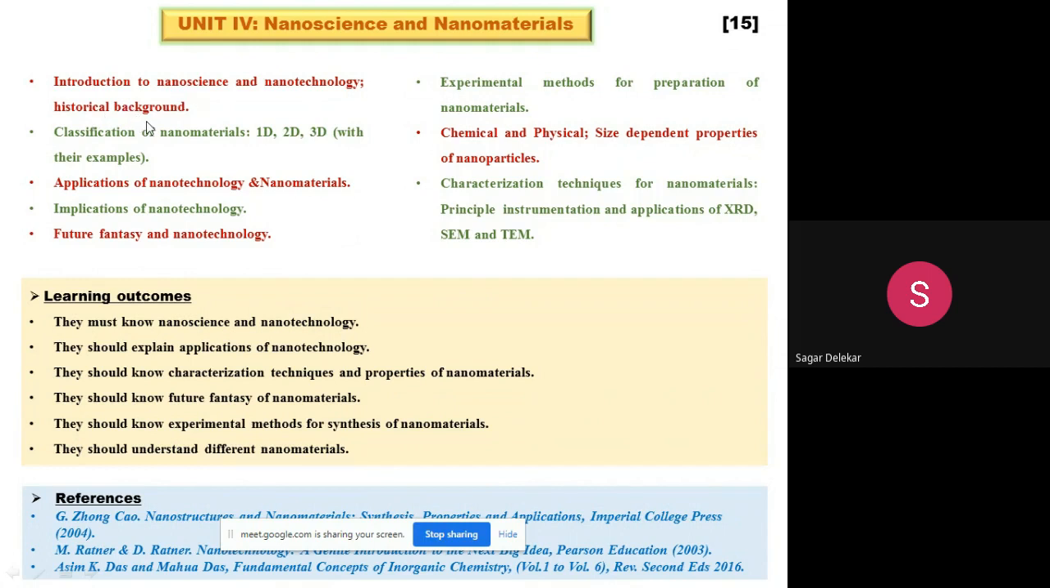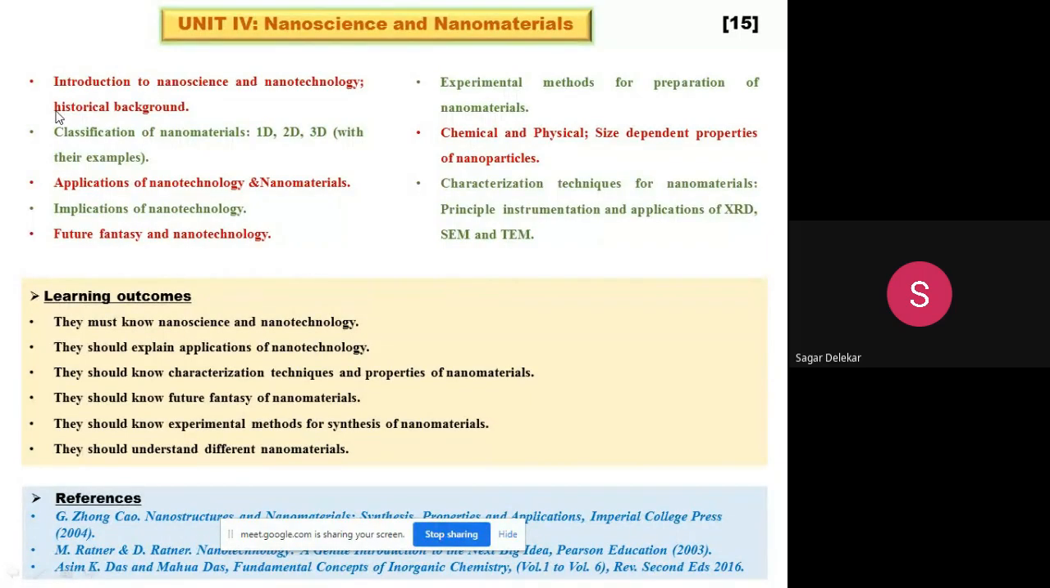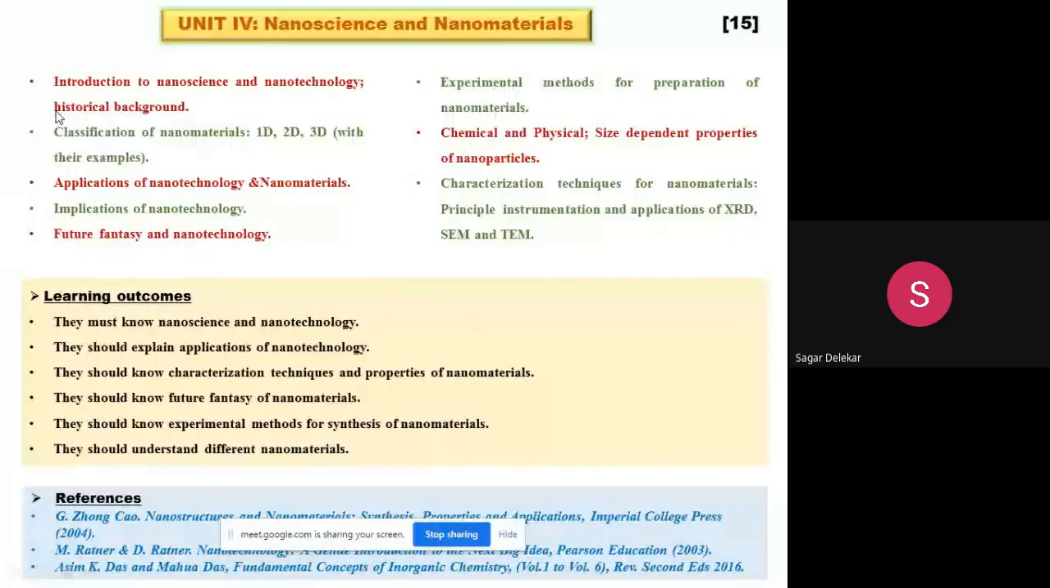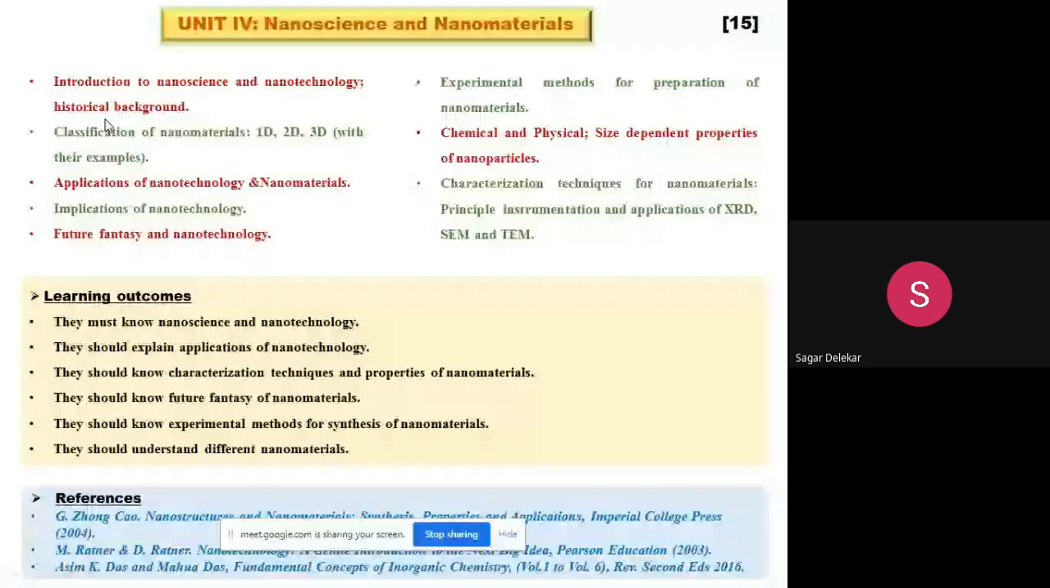Richard Feynman, in 1959, delivered the talk on the topic "There is Plenty of Room at the Bottom." At that time, there was the annual meeting of the American Physical Society, and in that meeting he was the chief guest. In his talk, he pointed out whether it is possible to tune the materials at the very, very small scale. Because of that, scientists called him the father of nanoscience.